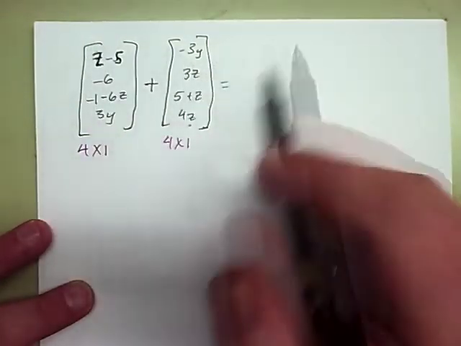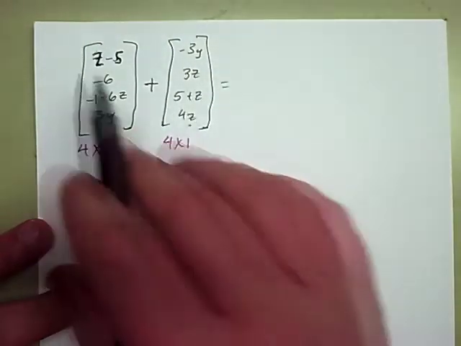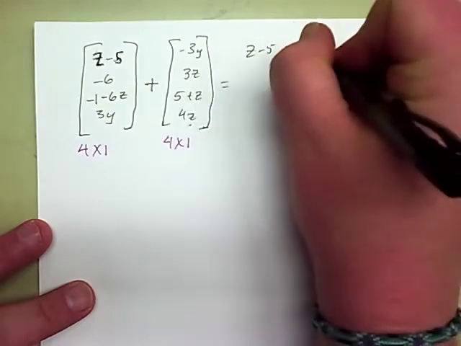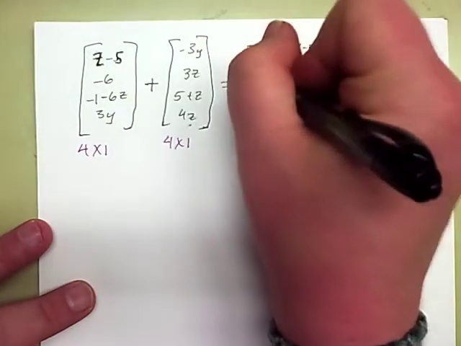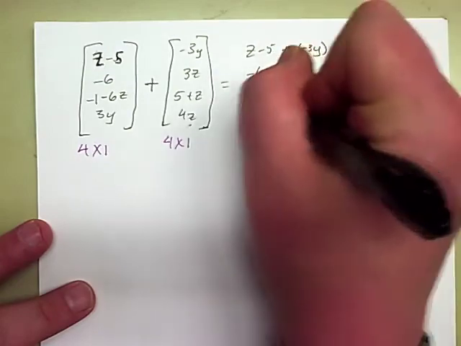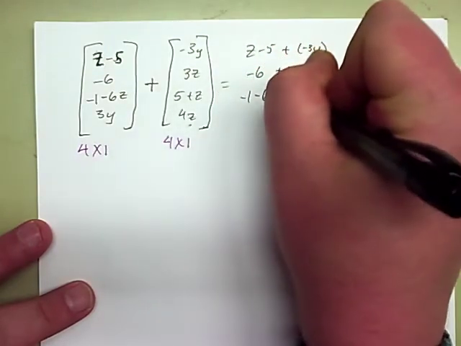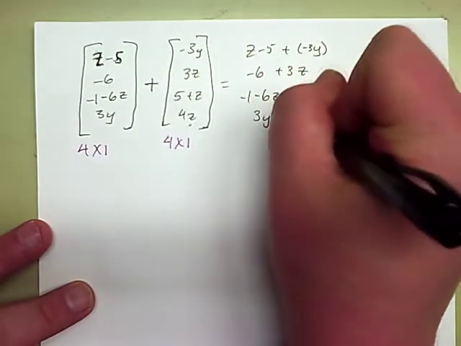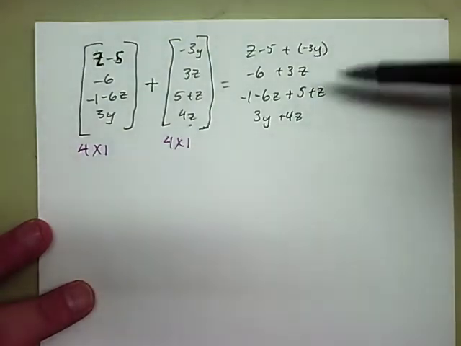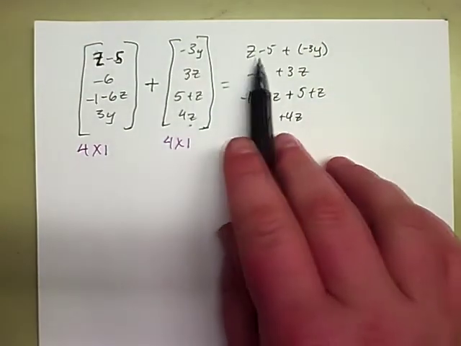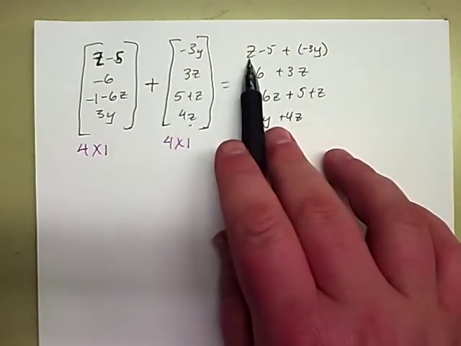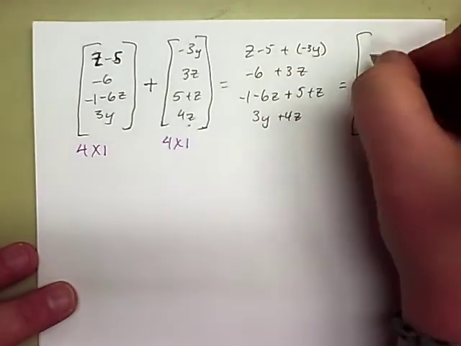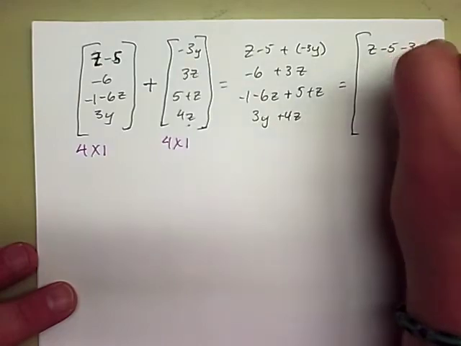So I'm going to take each entry, and without trying to get fancy with it, I'm just going to write each entry as we go. So z minus 5 plus a negative 3y. So z minus 5 plus negative 3y. And then I have negative 6 plus 3z, negative 1 minus 6z, plus 5 plus z, and then 3y plus 4z. And now I'm going to ask myself, do I have any like terms? Can I combine any of my like terms on the first entry? No, there's nothing else that's just a z or a number or a y. So here, my final answer, we're going to get z minus 5 minus 3y.